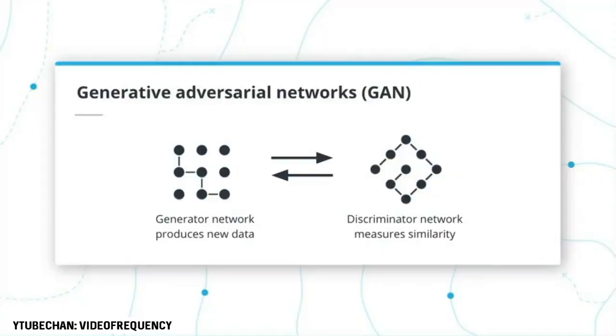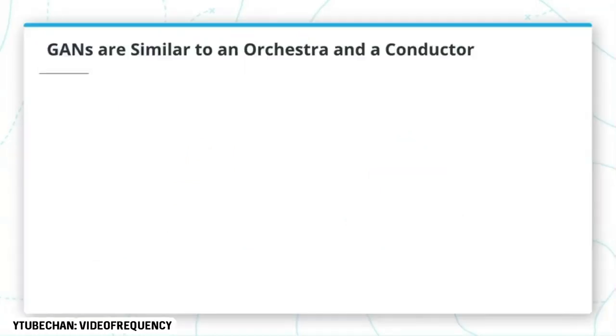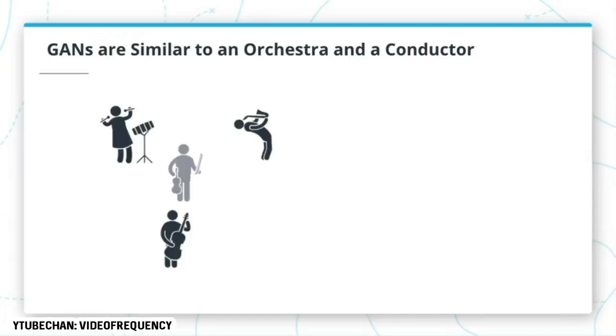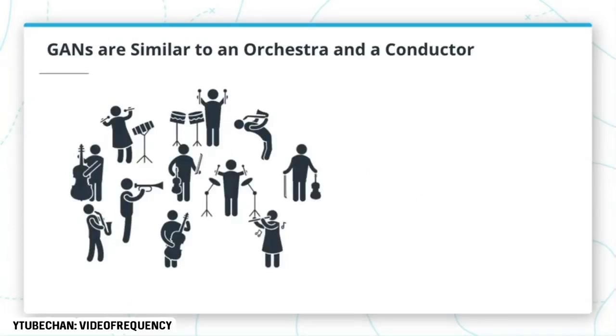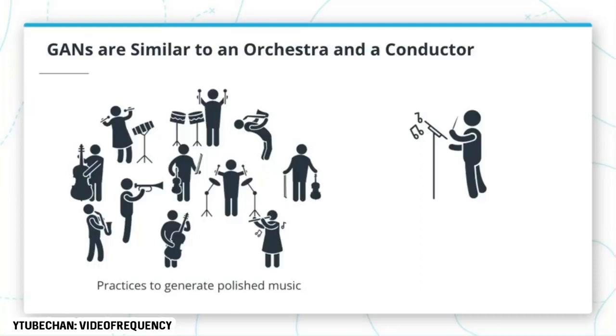As we learned before, GANs are one of the most popular generative AI techniques that pits two networks against each other to generate new creative content. The best way we have found to explain this is to use the metaphor of an orchestra and conductor. An orchestra doesn't create amazing music the first time they get together. They have a conductor who both judges their output and coaches them to improve. So an orchestra trains, practices, and tries to generate polished music.